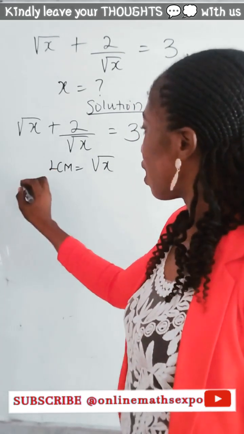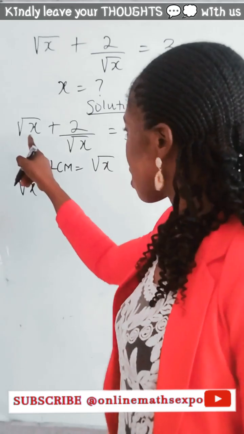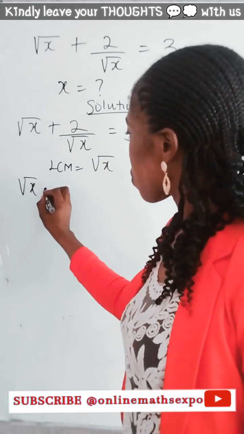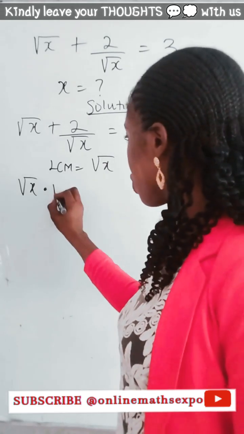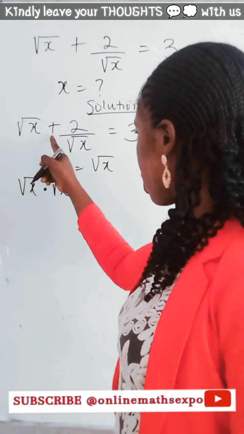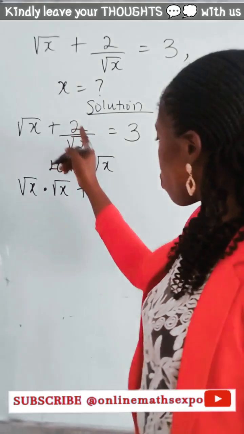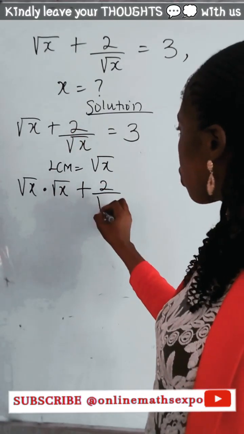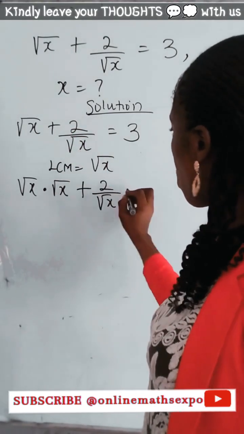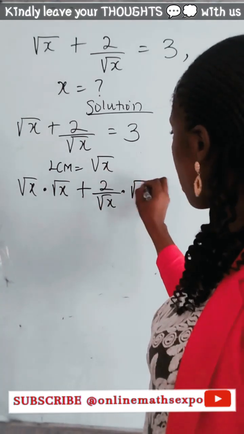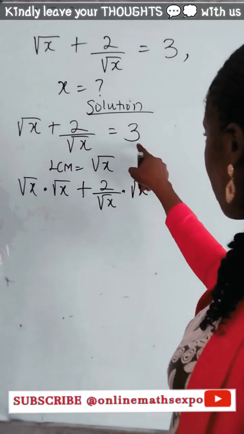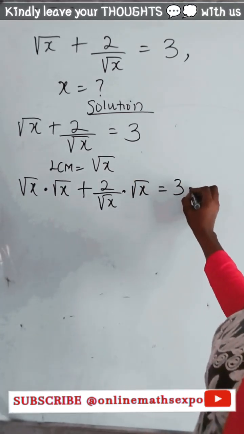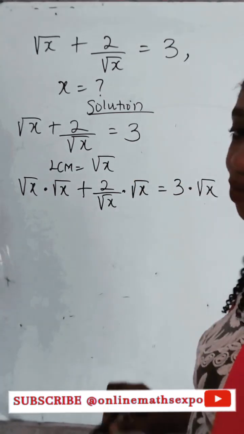We're going to have this root x, then multiply. I'm using dots for multiplication. Multiply by this root x. Bring down your plus sign. We have 2 over root x multiplied by this root x is equal to, I hope you are still there, this 3 multiplied by root x.